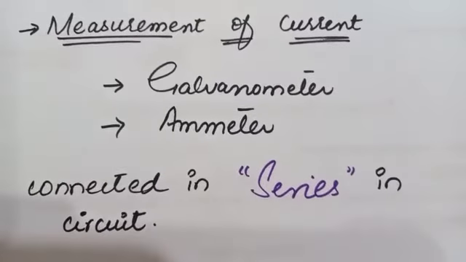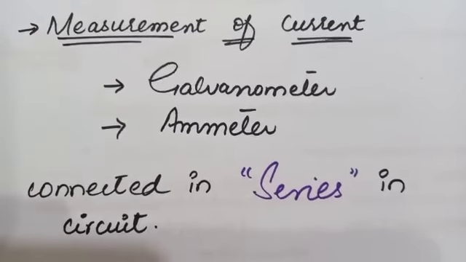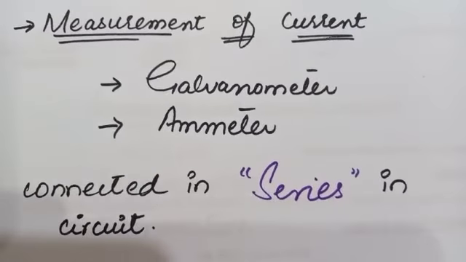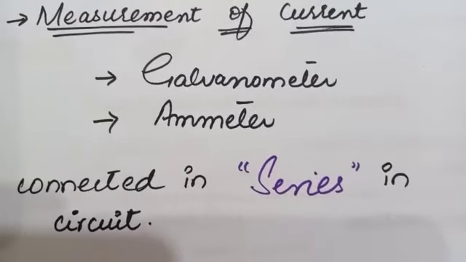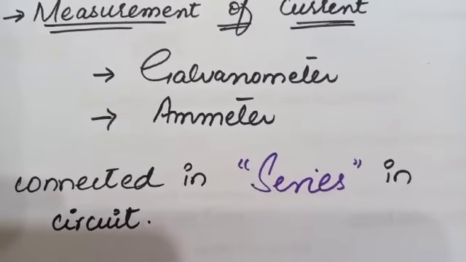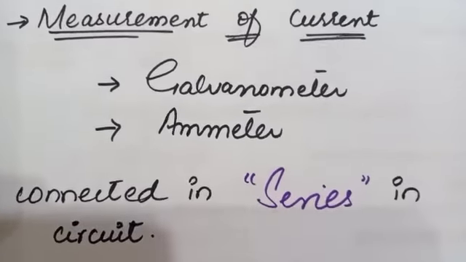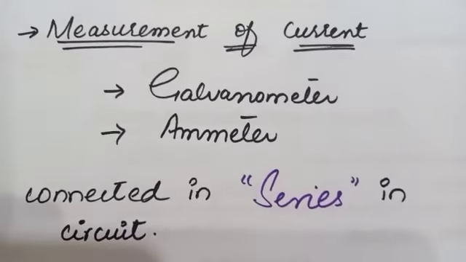The galvanometer and ammeter are connected in series in the circuit because in a series combination the current is the same. We connect the ammeter or galvanometer in series so that the total current can pass through it, and we can measure the exact value of current that is flowing in the circuit.